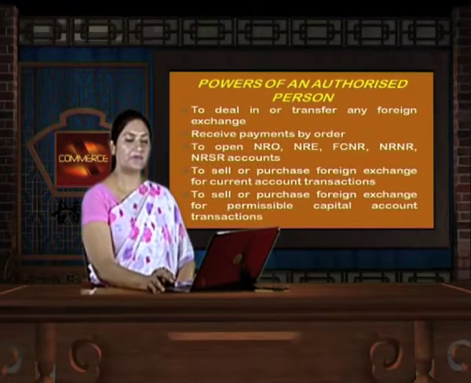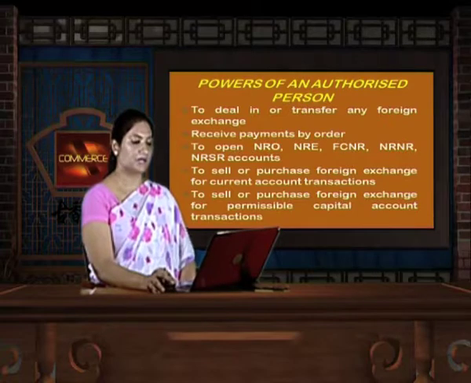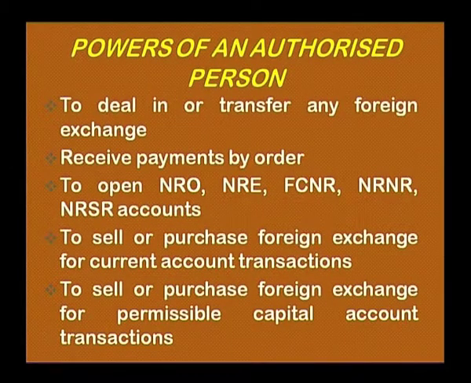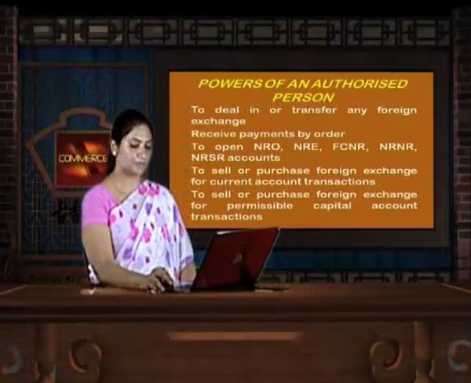Let us know about the powers of an authorized person. The authorized person is supposed to deal in or transfer any foreign exchange. He can receive payment by order. He can open NRO, NRE, FCNR, NRNR and NRSR accounts. All these accounts are the non-resident accounts in India, whether they are exchange accounts, repatriation accounts or foreign accounts. He can sell or purchase foreign exchange for current account transactions, and sell or purchase foreign exchange for permissible capital account transactions.